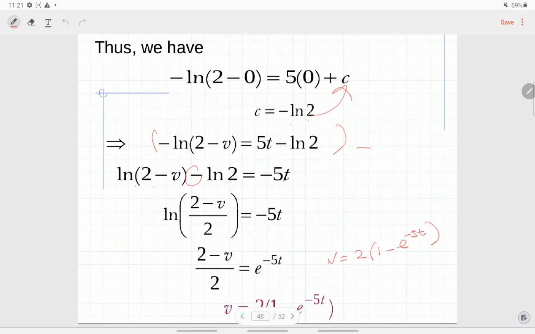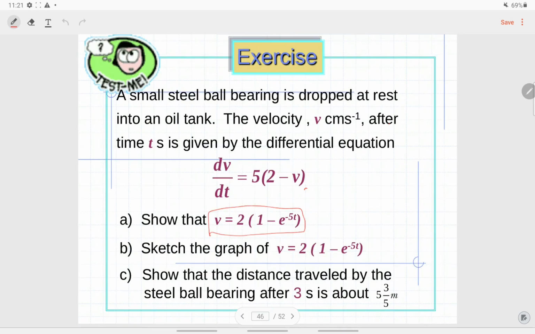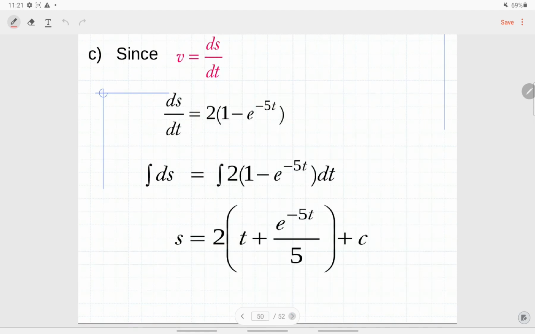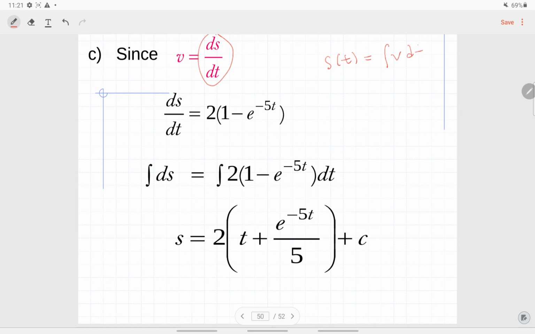Okay, we look at question C. Show that the distance traveled by the steel ball bearing after 3 seconds is about 3 over 5 meters. Okay, so since v is the rate of change of the distance, right? So ds over dt. If we want to get the distance or displacement, we integrate v dt. So just now it is v, so ds over dt, so it is given.